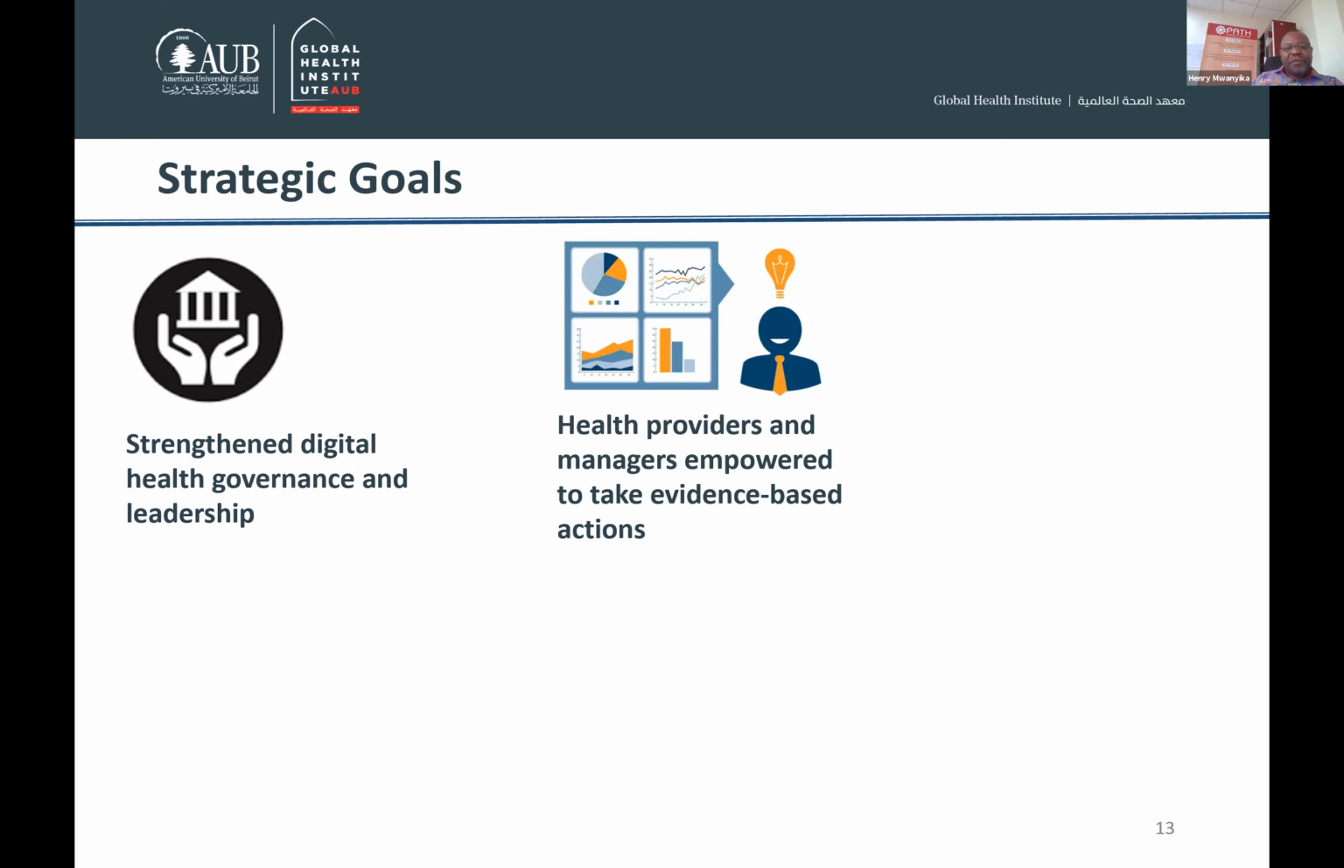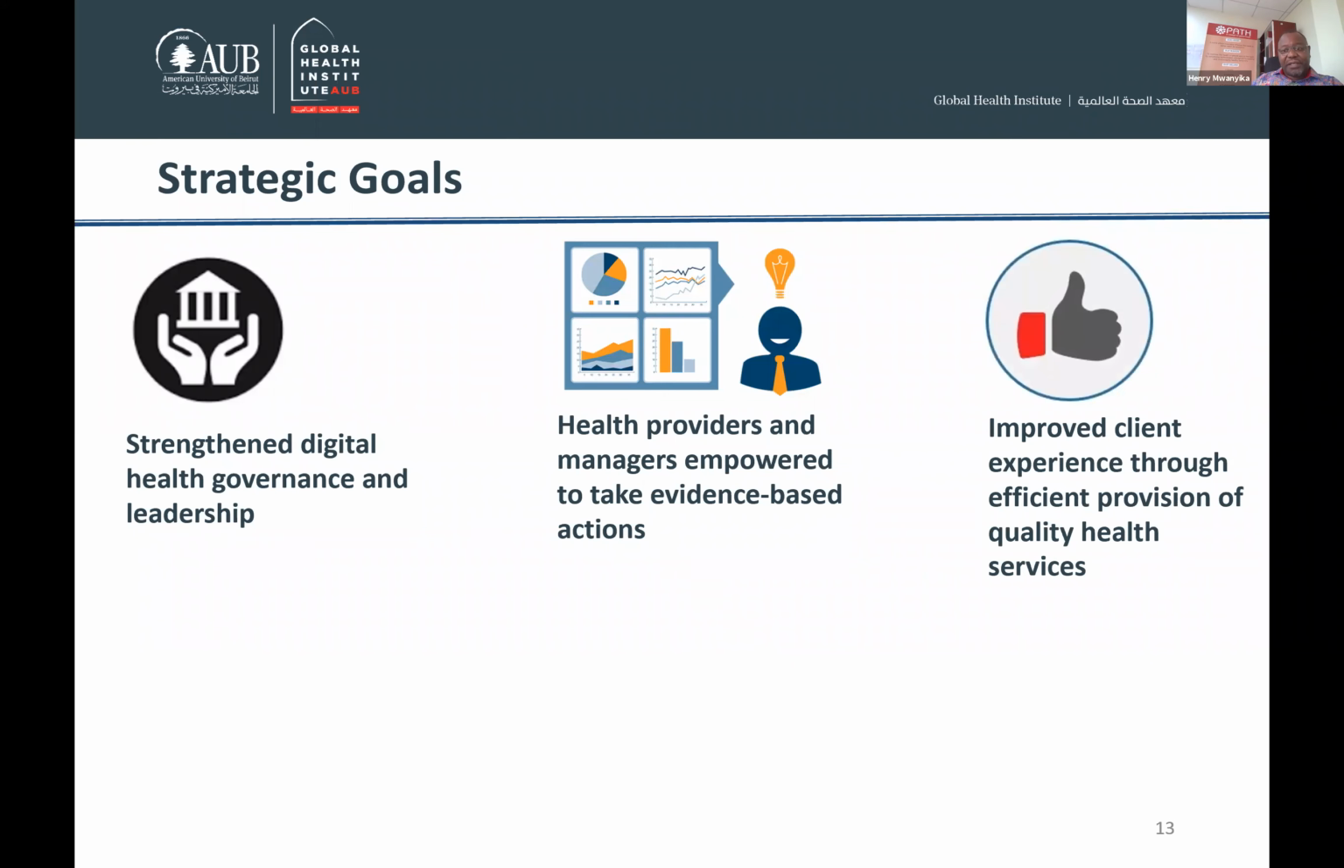Another one was to make sure that health providers and managers are empowered to take evidence-based actions. The idea is not only to make data available, but also to empower health providers and managers to take evidence-based actions. Having data is one thing, but making sure that people can utilize those data for evidence-based actions is extremely important as well.